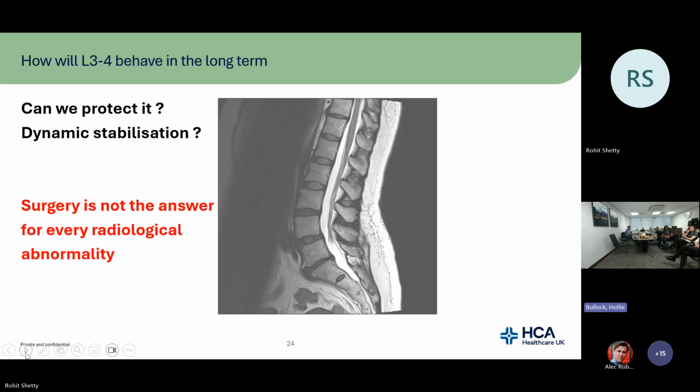The question here is, we spoke about, in the initial X-ray scan, we looked at that L3, L4 was abnormal. What will happen to L3, L4 in the long term? That's predictable statistically, but for this particular individual, it might not be. But they need to be aware that in 5 or 10 years' time, something might need doing for that stage. And so what I'm trying to say is that surgery is not always the answer for every radiological abnormality.